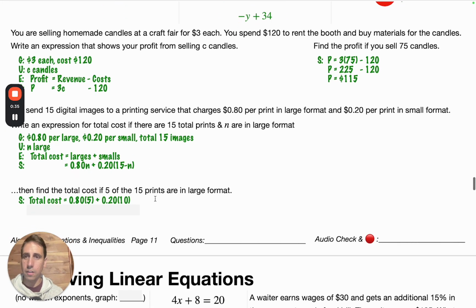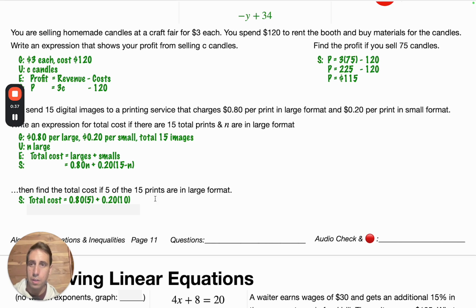So the total cost is therefore going to be, and then it says, find the total cost if 5 of the 15 prints are large. Now they tell us that n is equal to 5. Okay, so you can see n turns into 5, and 15 minus n turns into 10. You find the total cost, grab a calculator if you like, and that turns out to be $6.